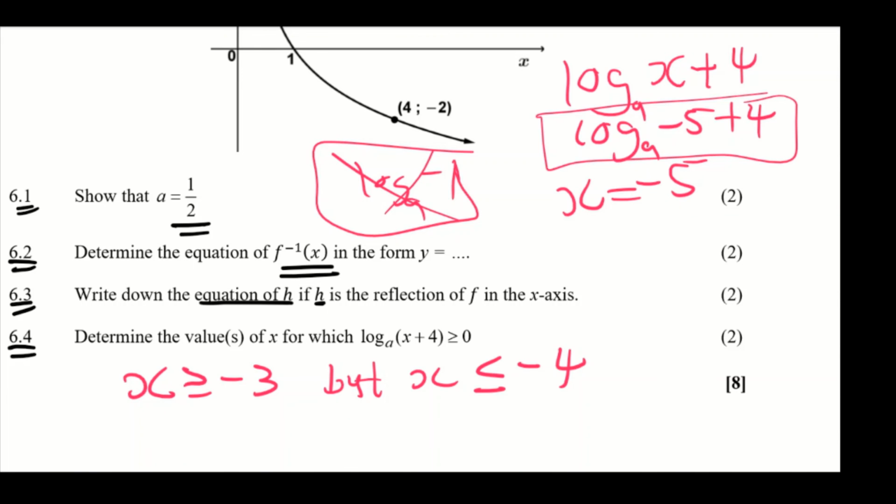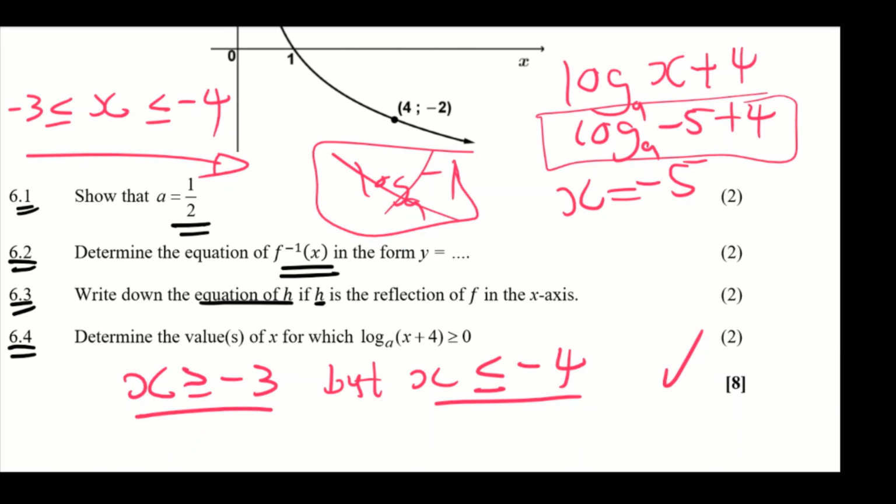Hence I say x must be greater than or equal to -3, or x must be less than or equal to -4. So someone can simply write it as x must lie between -3 and -4. So both of these are correct. So that is the solution of your values of x.